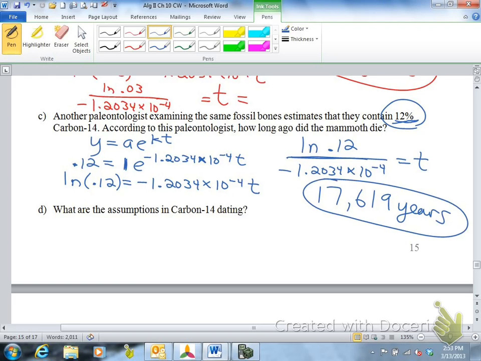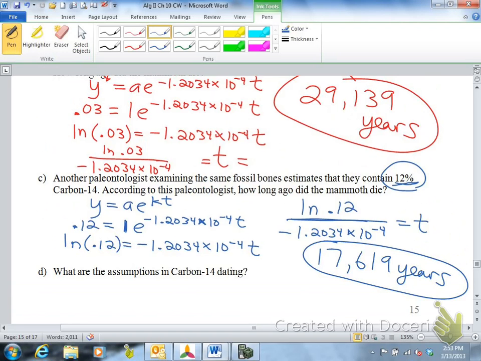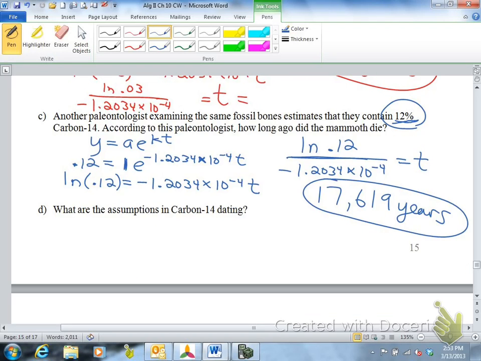So what I want to point out is, based on your initial estimate, you can be as much as, in this case, 12,000 years off with your estimate. So what are some assumptions in carbon-14 dating? Some people think that the Earth is very old, and other people think that the Earth is very young. It seems like carbon-14 dating would say it's pretty obvious that the Earth is very old if this mammoth lived 29,000 years ago. Well, there are a couple of assumptions in carbon-14 dating.